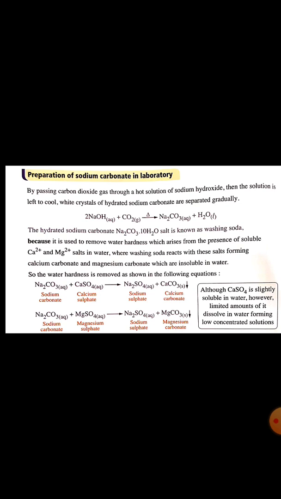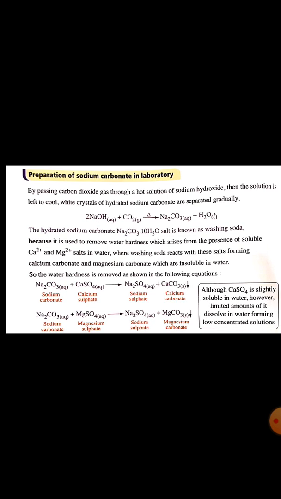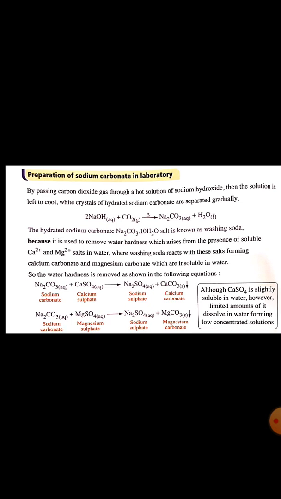Okay, we get what? Sodium sulfate and calcium carbonate precipitate. So we can precipitate here and separate what? Calcium positive 2. The same, washing soda with magnesium sulfate. We get sodium sulfate and magnesium carbonate precipitate. And we can also, like this, remove what? These soluble ions that cause the hardness of water.